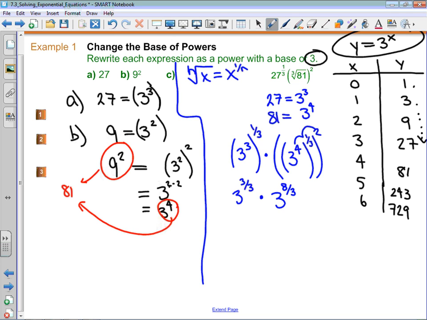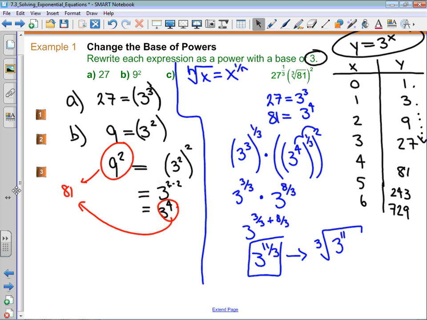Now, before we get too over the top with 3/3 is 1 and so on, because we have a common base and they're multiplying, this is 3 to the power of 3 over 3 plus 8 over 3, which is 3 to the power of 11/3 because they have a common denominator. There is another way of writing that. I would certainly prefer this at this point, but just to practice those exponent laws, we need to know that that is the cube root of 3 to the power of 11. And like I said, I'll put a little summary of those exponent laws when I put up the assignment for this lesson.